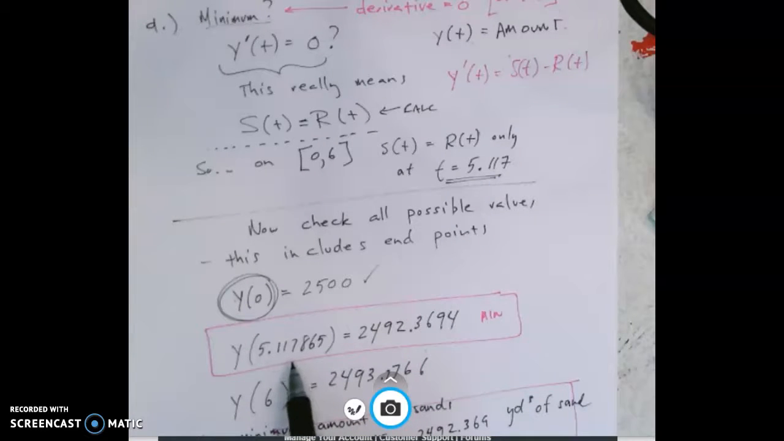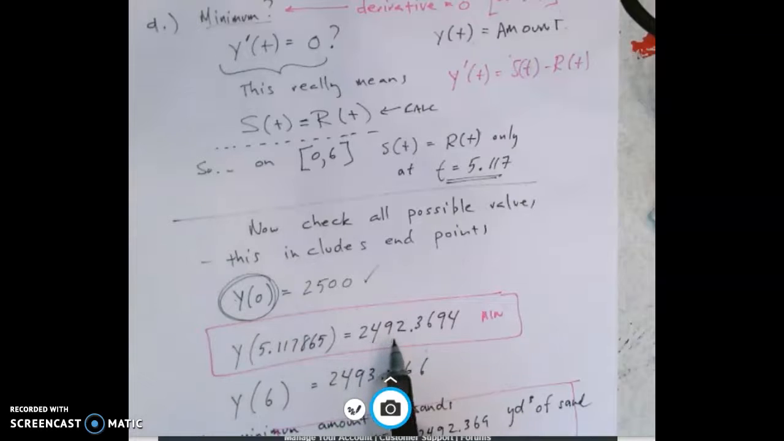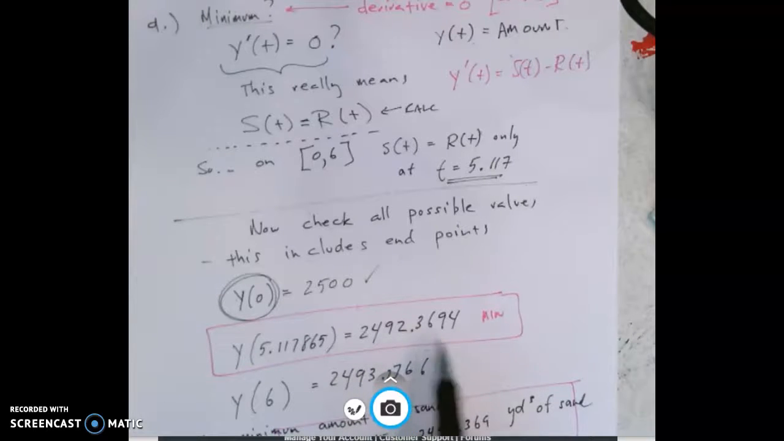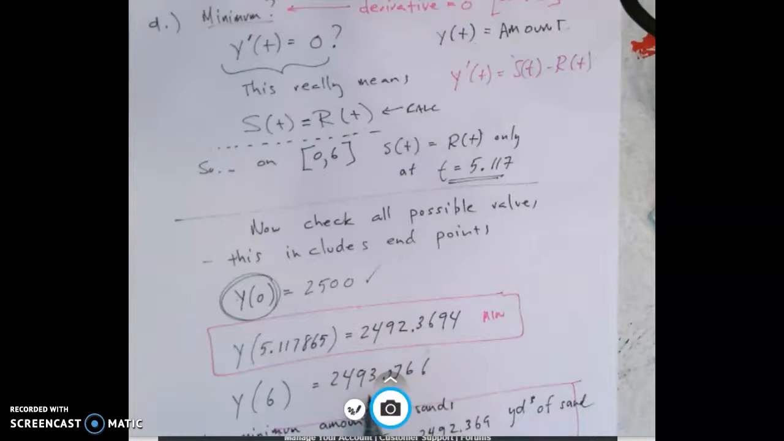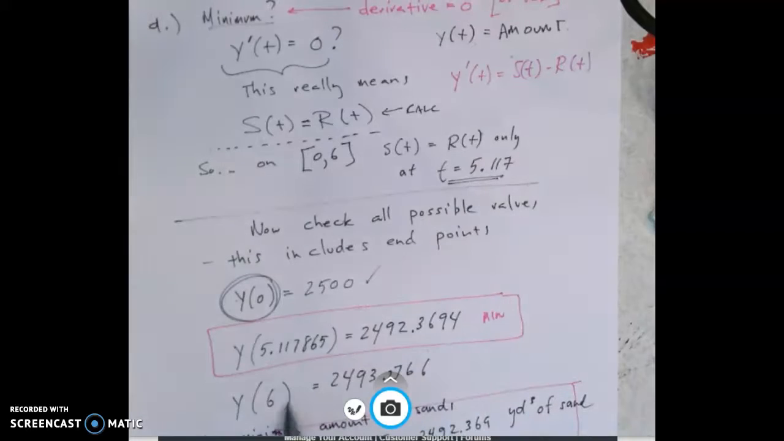At 5.117865, I get 2,492.3694 cubic yards of sand. A lot of sand. And then at 6, I get a very similar number, but not the same, slightly bigger, 2,493 cubic yards of sand. So this is my smallest value, 2,492. Okay? So that's my minimum.